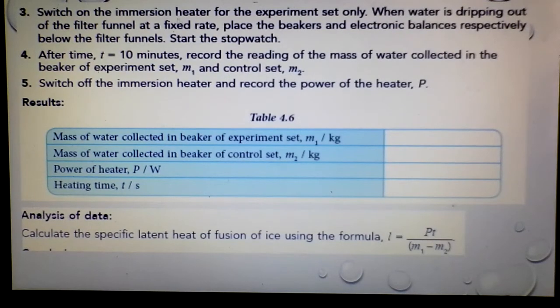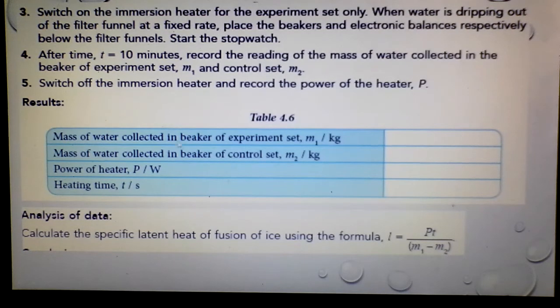Okay, switch on the immersion heater for the experiment set only. When water is dripping out of the filter funnel at a fixed rate, place the beakers and electronic balances respectively below the filter funnel. Start the stopwatch. After time t equals 10 minutes, record the reading of mass of water collected in the beaker for experiment set M1 and control set M2. Switch off the immersion heater and record the power of the heater P.